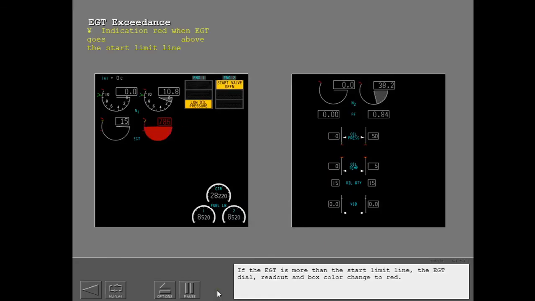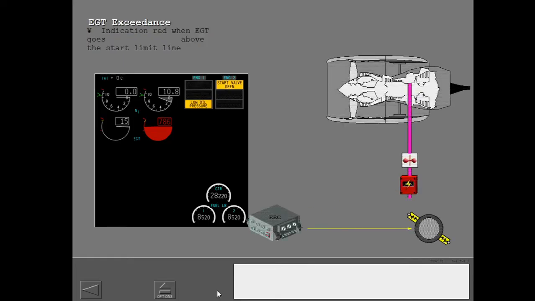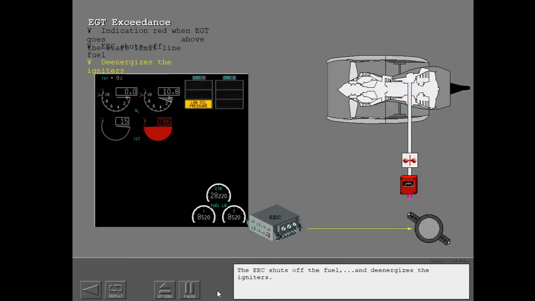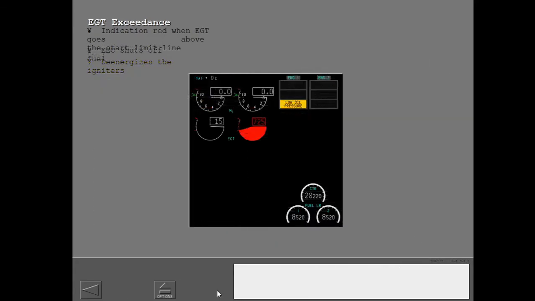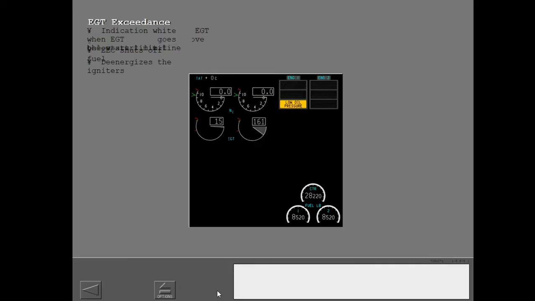If the EGT is more than the start limit line, the EGT dial, readout, and box color change to red. The EEC shuts off the fuel and de-energizes the igniters. The indication goes to white when the EGT goes below the start limit. After engine shutdown, the EGT box becomes red to show an exceedance has occurred.